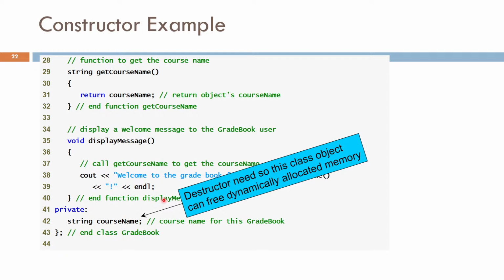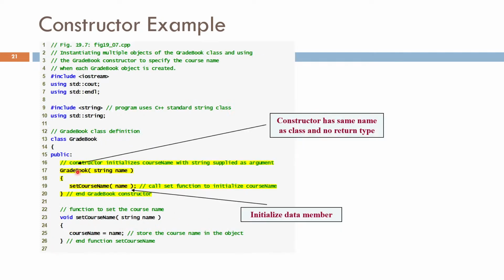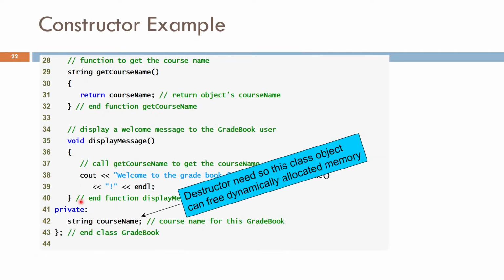So just reiterating here, remember our course name here was a private data member variable, and we don't have a destructor defined here in our class. We just only have a constructor. So by default, our compiler will provide a destructor for us. Once we are finished using our object in our main function, the destructor is just going to free this memory allocated to course name itself.